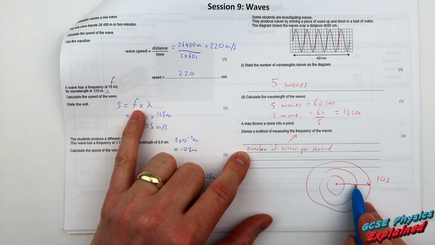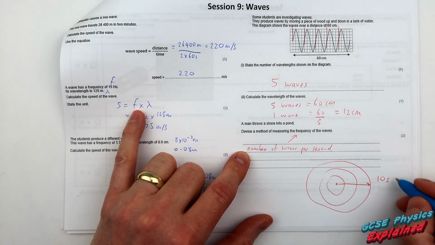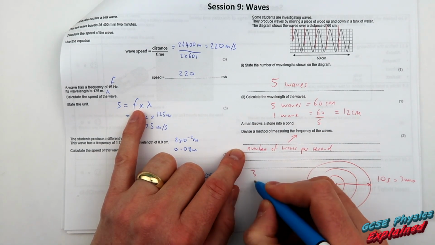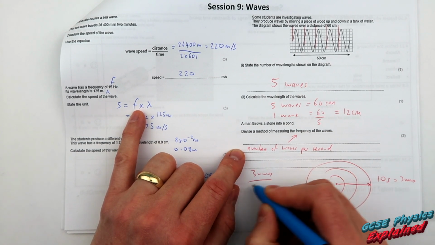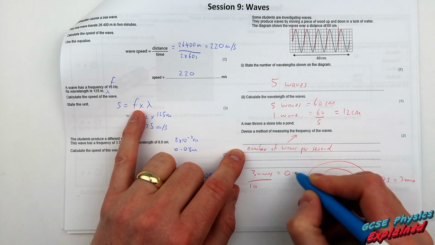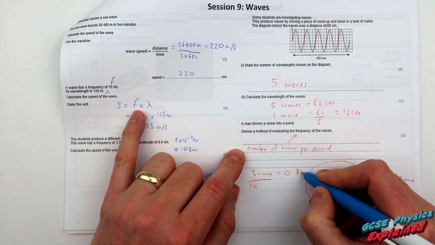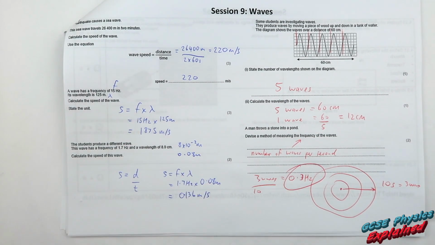So if this was 1, 2, 3 waves, that would be 10 seconds equals 3 waves. So how many waves in 1 second? 3 waves divided by 10 seconds. That's 0.3 waves per second, which is 0.3 hertz.